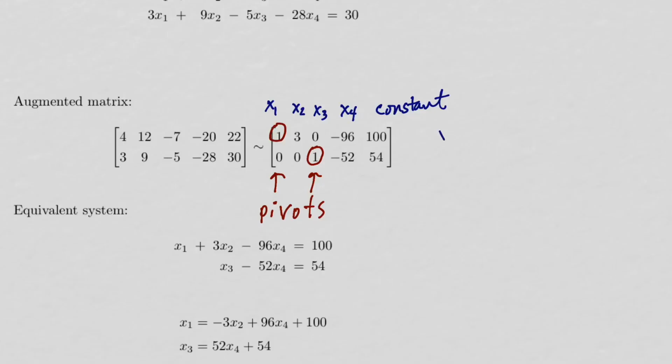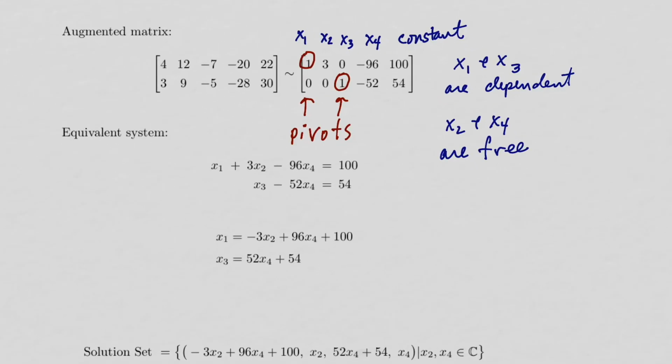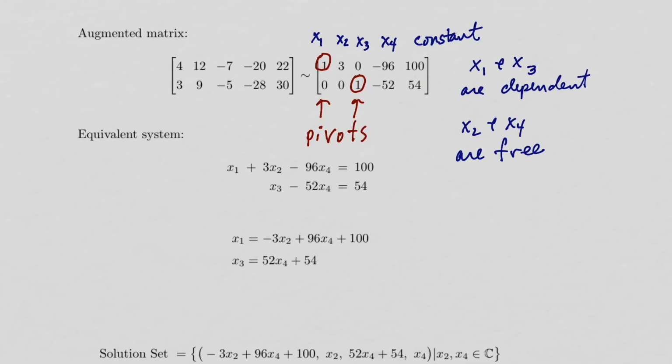So I can write x1 and x3 are dependent, and x2 and x4 are free. Free means they can take on any values. Dependent means the values of x1 and x3 will depend on the values that we pick for x2 and x4. All right, same thing as before. We write down the equivalent system. So each row of the augmented matrix corresponds to an equation. We write those down. We solve for the dependent variables in terms of the free variables.